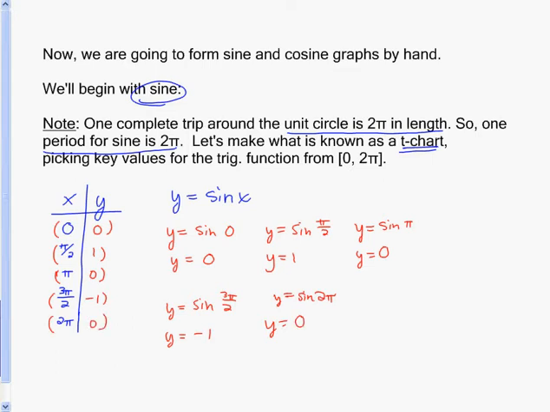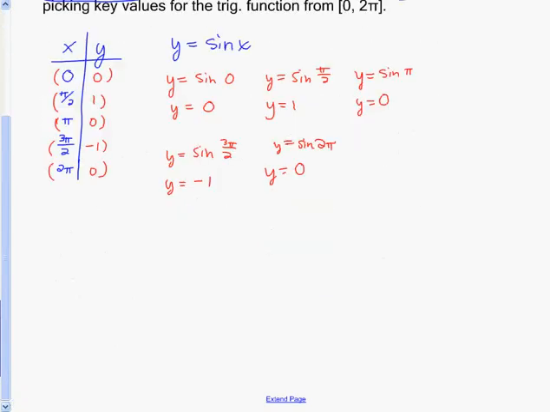And we've made one complete loop around the unit circle, only picking pivotal points. We actually picked our quadrantal angles. That may bother some of you, but just hang with me. So the x-axis is going to be labeled with these values in radians.